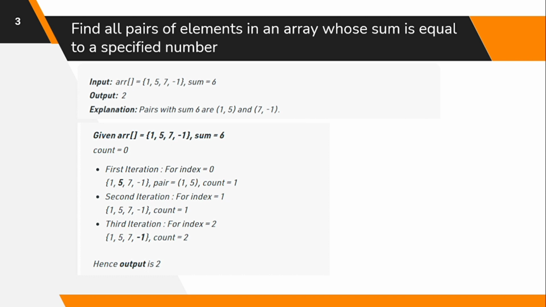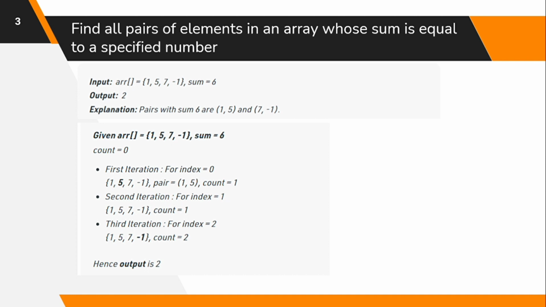Illustrating the given example, firstly our count is 0. It will store the number of pairs which get us to our value of sum. So first iteration, consider the index 0. At index 0, 1 is present. For getting sum equal to 6, 5 should be the number to add and it is present in the array. So count equals 1.